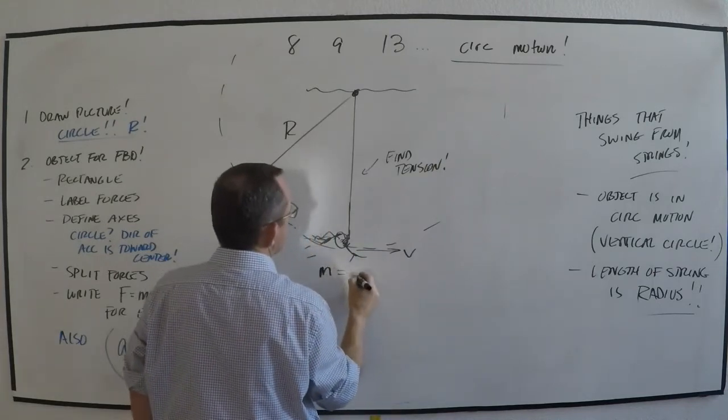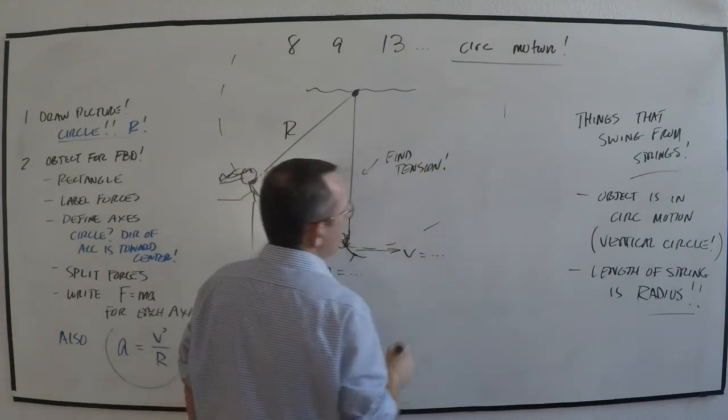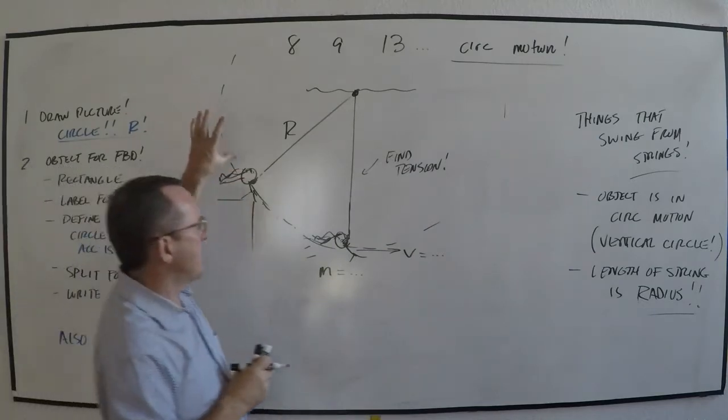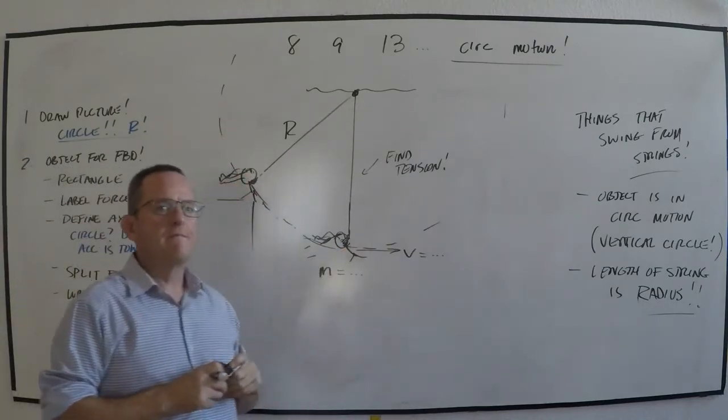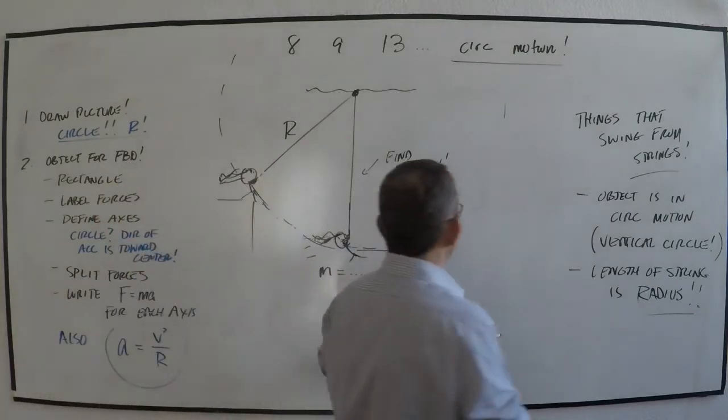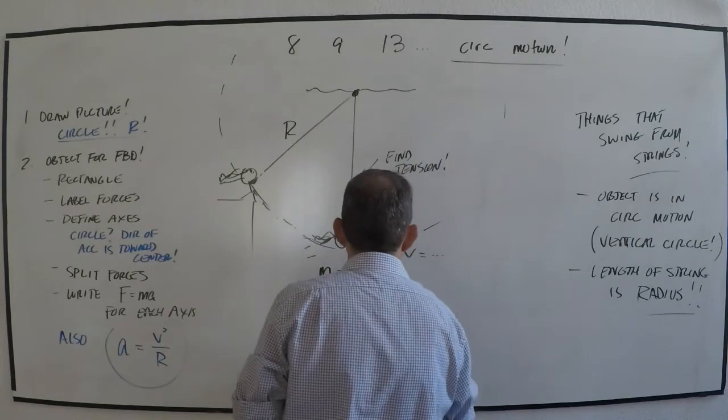They give you his mass, they give you the speed. This is a circular motion problem. It's really important to recognize that when you have a thing swinging from a string, it will be a circular motion problem, right? What can we do with this? Free body diagram on Tarzan.